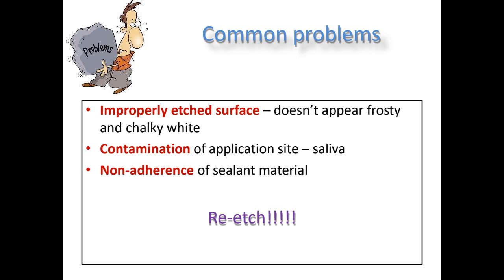Now, what are the common problems we face? Improperly etched surface means the tooth does not appear dry and the frosted white appearance is not seen. Contamination of the application site means that once you etch the tooth surface, there is contamination by saliva or any moisture. Non-adherence of sealant material: we have etched and placed the material, but as soon as we dry, the material comes out from the tooth surface. All these things say that you need to re-etch the tooth for more time, keeping all the other instructions in mind.